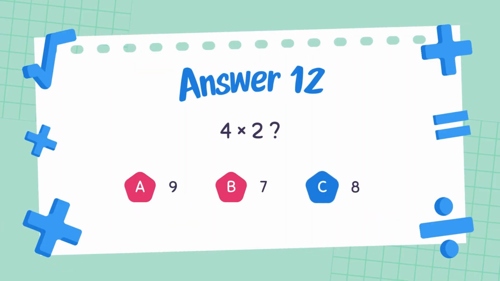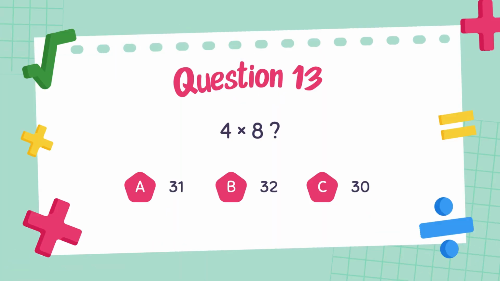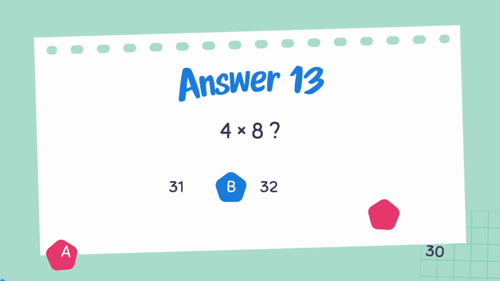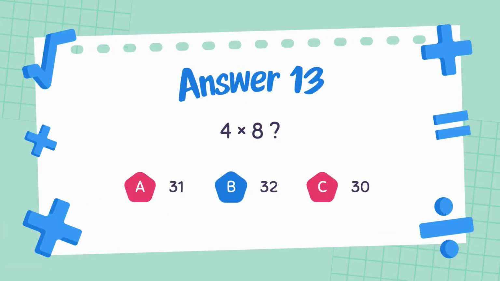Great job. Question 13. What is 4 times 8? Is it A, 31, B, 32, or C, 30? The answer is B, 32.